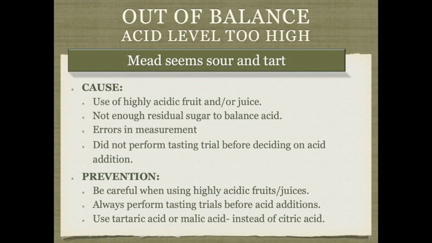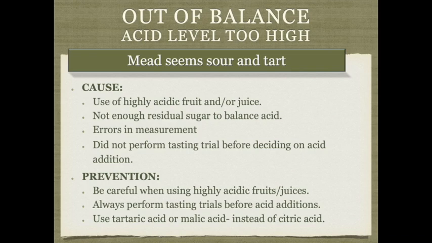If the acid is too sour, perhaps use a highly acidic fruit or juice. Maybe there's not enough residual sugar to balance. You didn't measure correctly. Maybe you added too much acid. Or you just added the acid based on a recipe without doing a tasting trial. Those can all be causes of this. The way to prevent it, try to be careful when you're using acidic juices or fruits. If you're going to add acid, always do a tasting trial to really dial it in. It's really hard to tell someone how much acid to add based on a recipe or measurement. It's really going to be all based on how it tastes.